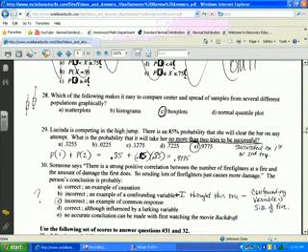27 omits. 28. Correct. I'm going to put one like 27 on the test, even though you can't read it or anything. Which of the following makes it easy to compare center and spread? Box plots. Remember, side-by-side box plots make it real easy to compare all those different things. Okay? 29.